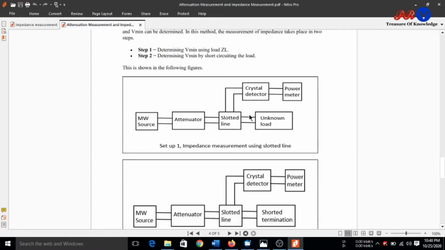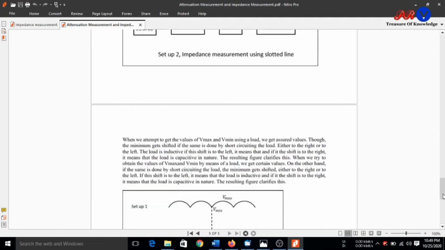Firstly, in the first step we will connect our microwave bench as shown in this diagram, and in the second step we will connect our microwave bench as shown in the second diagram. So here we will use unknown load, here we will use shorted termination. When unknown load is connected to the bench, then we will determine V minimum using ZL, the unknown impedance, and in step 2 we will measure V minimum by short circuiting the load. In this method we will measure V minimum as shown in the third diagram.